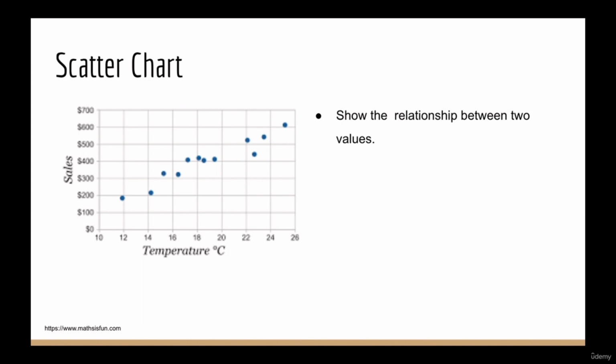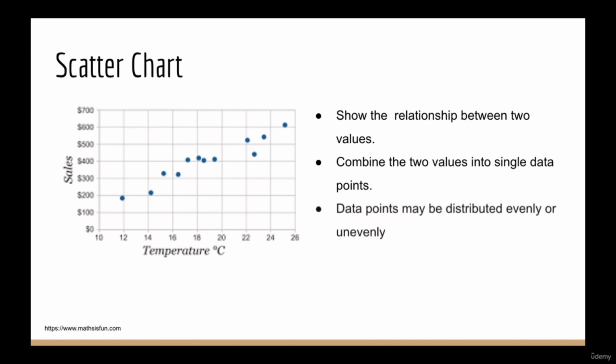The chart displays points at the intersection of an x and y numerical value, combining these values into single data points. These data points may be distributed evenly or unevenly, as you can see in this example, across the horizontal axis depending on the data.